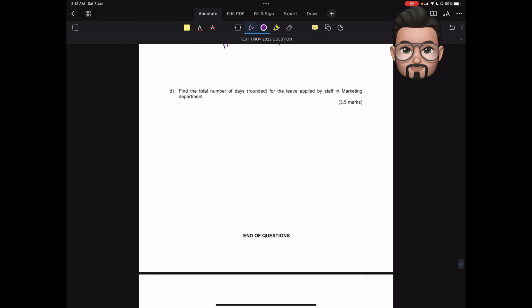Okay, find the total number of days rounded for the leave applied by staff in marketing department. So marketing department, this is department name. And this is department name. So not total number of days. So it means for the leave applied. So for total number of days we want to know date minus another date.